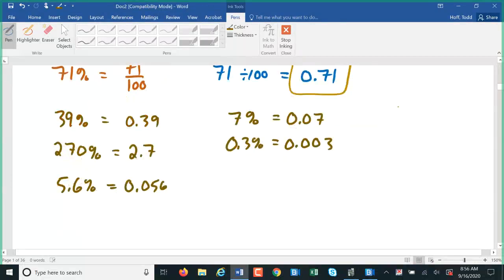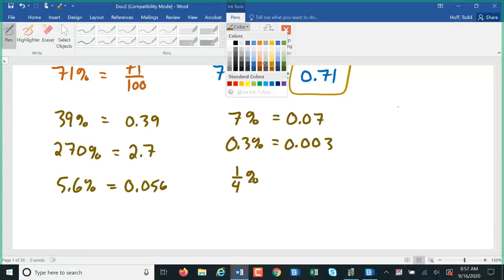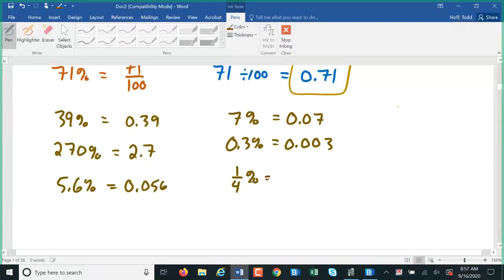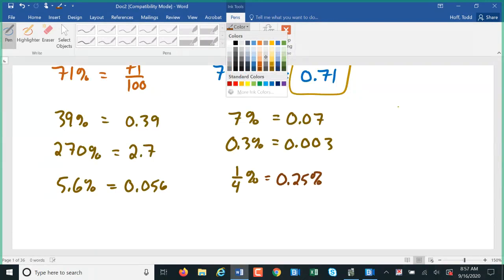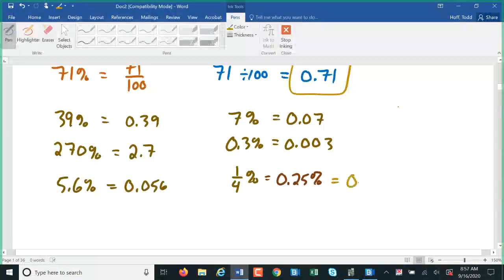Now here's one that a lot of people get wrong when I give it to them. How would I convert 1/4% into a rate? Well, a lot of people say 0.25. Well, 0.25 is still a percent. It's just converting from a fractional percent into a decimal form percent. Still a percent, though. It's not a rate yet. To become a rate, we still have to divide by the 100. That becomes 0.0025.